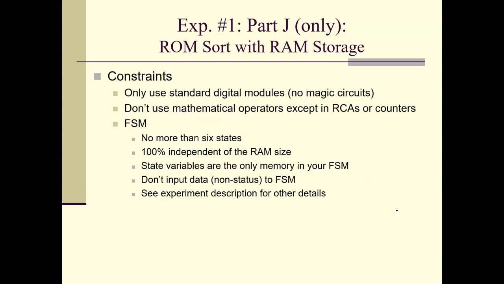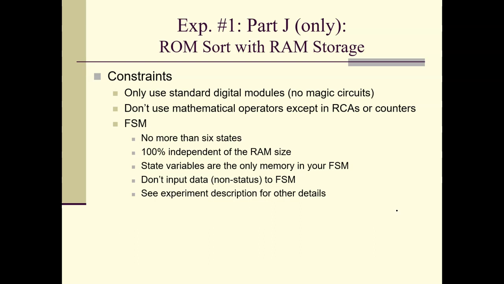Constraints for this thing is I want you to use only standard digital models. I don't want you to use magic circuits in this thing. I don't want you to use mathematical operators anywhere except in the ripple carry adders, which you don't need for this, or the counters. You will need a few counters for this design. This design is going to be controlled by a finite state machine, and I want no more than 6 states in this thing. It could be done very easily in 4 states, depending on how you do it.